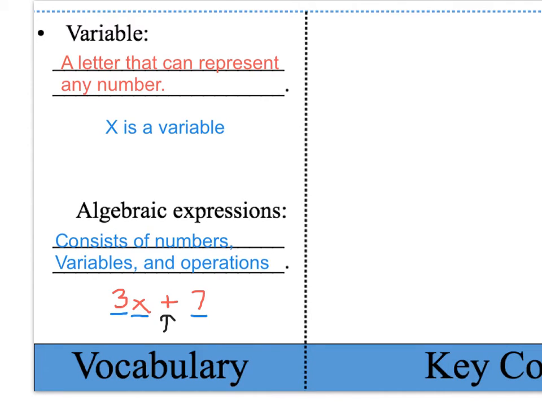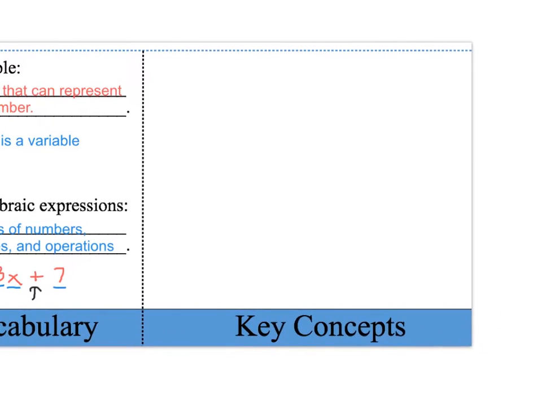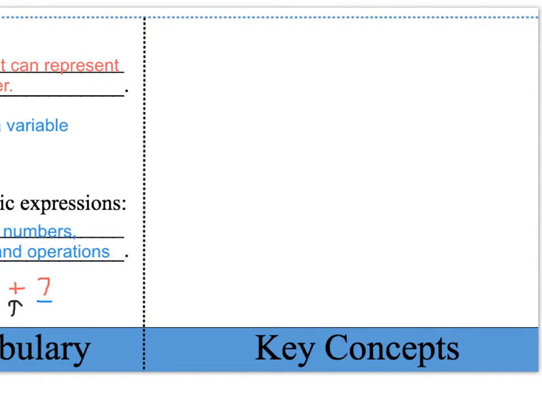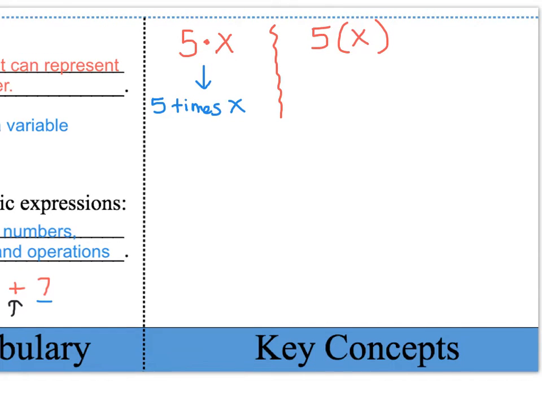Alright, so let's go ahead and talk about the key concepts on the right-hand side of our notes. There are many different ways to show multiplication. Here's one example. You can say 5 with a dot and an x. This means 5 times x. You could also show it like this: 5 parentheses x. This also means 5 times x.